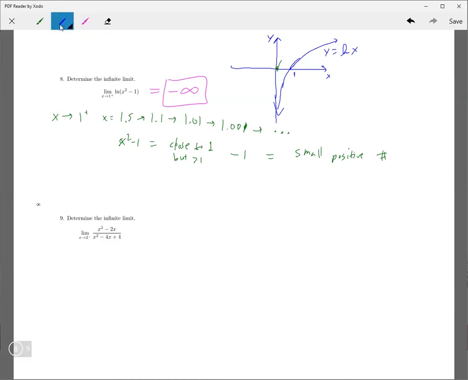Okay, let's look at the second one, this limit right here. It looks like we could get some canceling going on. The numerator factors into x times x minus 2, and the denominator factors into x minus 2 times x minus 2. So these are going to cancel out or reduce to 1. When you do this kind of thing, it doesn't affect the limit ever. Even though you're going to the point 2, it doesn't matter, because this function is not defined at 2 anyway.